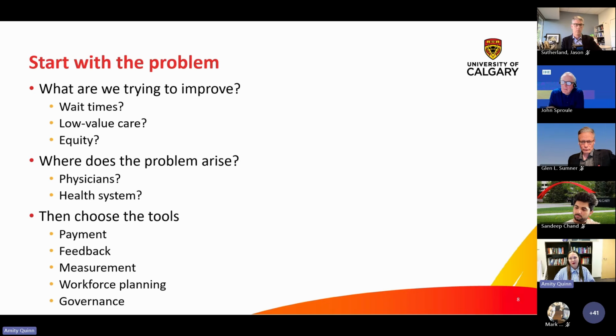So rather than asking what payment model should we use, we may make more progress by asking, what problem are we trying to solve? Where does that problem arise, and which combination of policy tools is most likely to address it? And thank you.